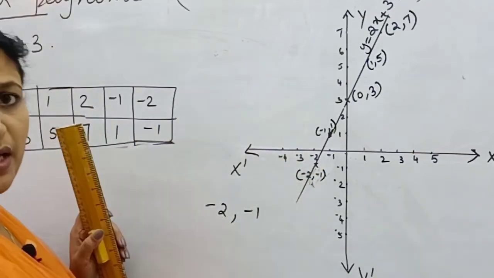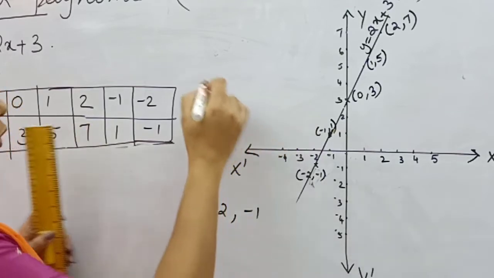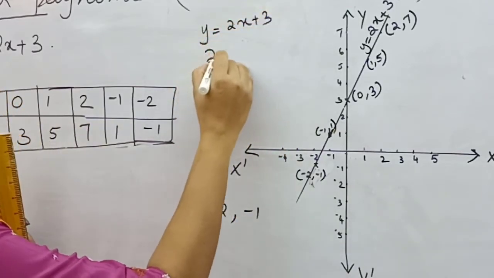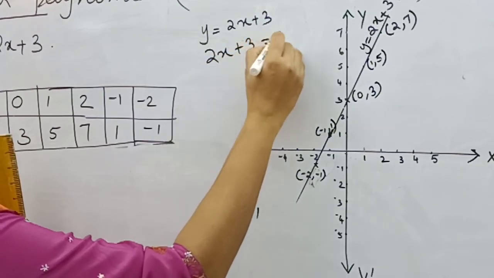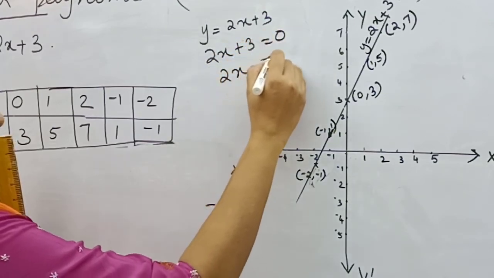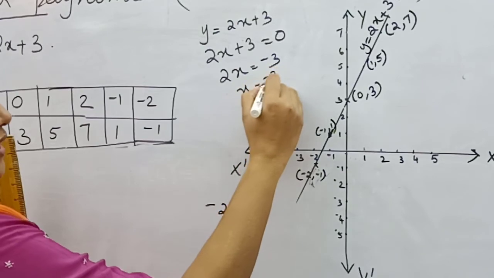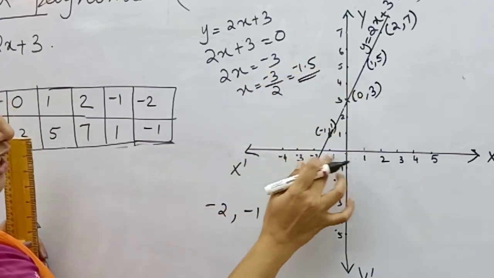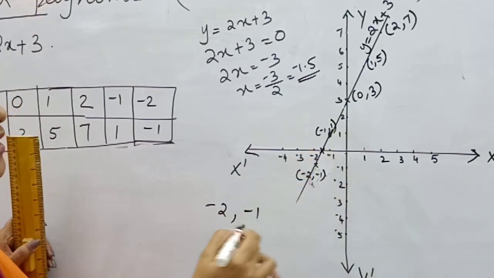We can check. How can you find the 0 of this polynomial? By substituting y equal to 2x plus 3 equal to 0. So 2x plus 3 equal to 0. Then you will get 2x equal to negative 3 and x equal to negative 3 by 2, which is negative 1.5, which is between negative 2 and negative 1. So this will be your 0.